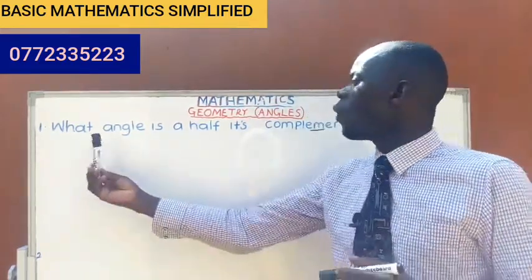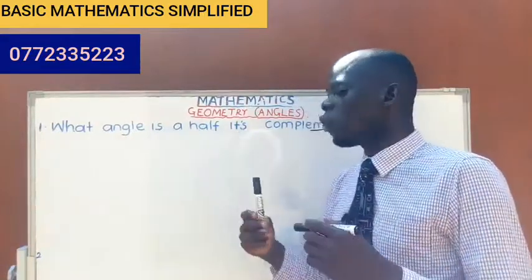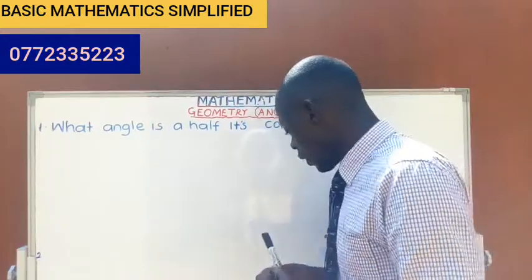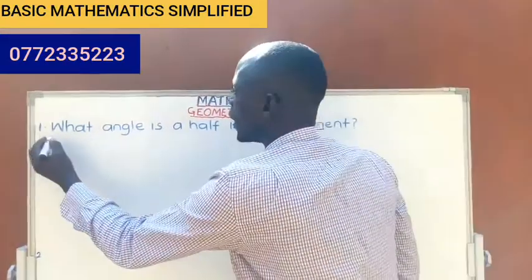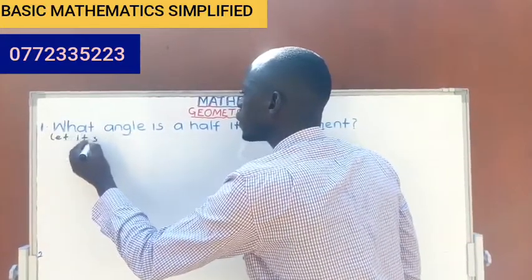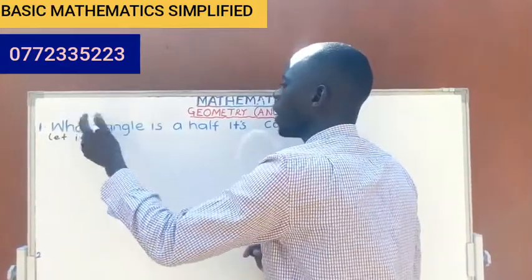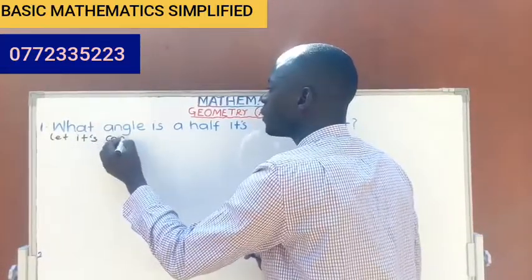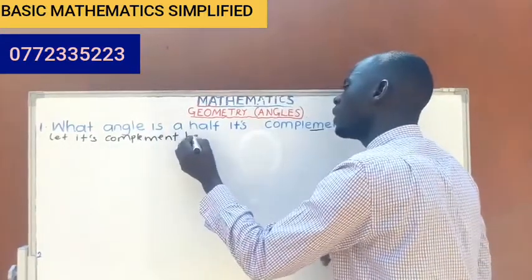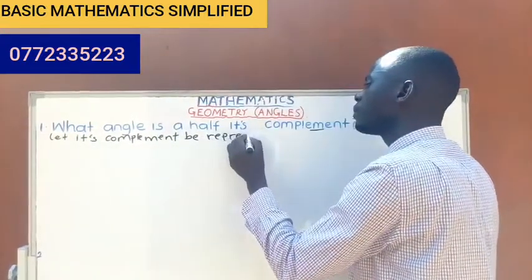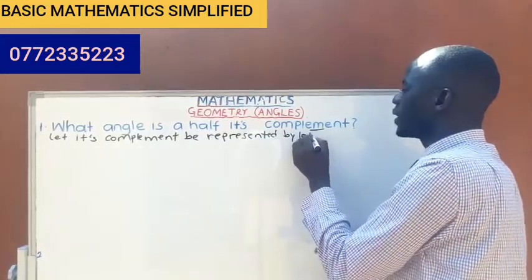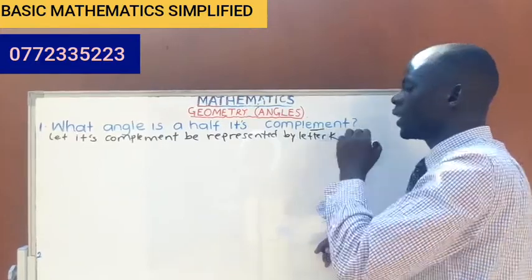Now they're asking us, what angle is a half its complement? That means we don't know the angle, and we also don't know the complement. But we can let its complement be represented by letter K.